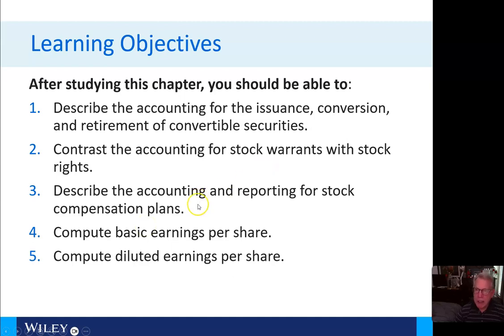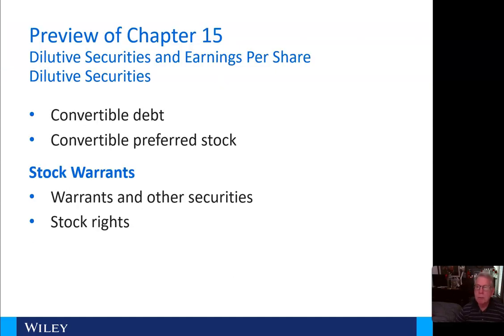Our learning objectives: we should be able to describe how we issue, convert, and retire convertible securities, contrast the accounting for stock warrants with stock rights, describe the accounting and reporting for stock compensation plans, compute basic earnings per share, as well as compute diluted earnings per share.